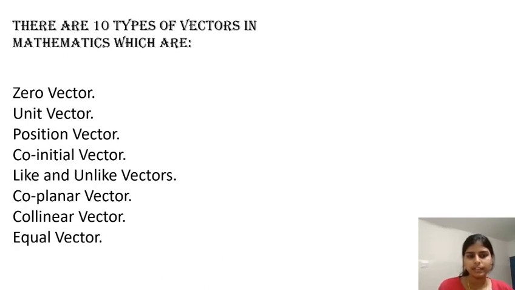Let's come to the types of vector. There are 10 types of vectors in mathematics, which are zero vector, unit vector, position vector, co-initial vector, like and unlike vector, coplanar vector, collinear vector, and at last equal vector.